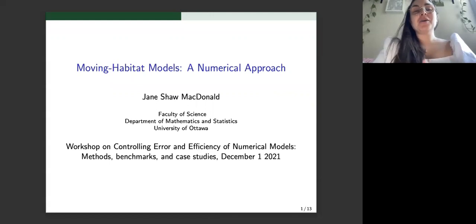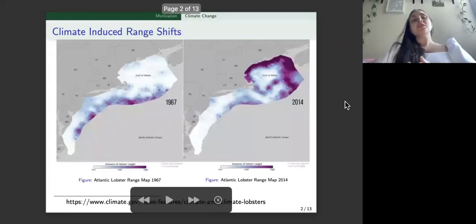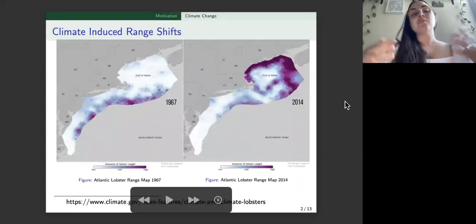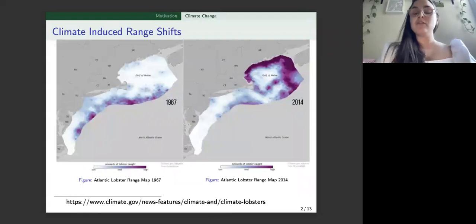I'm going to talk about moving habitat models and taking a numerical approach. So moving habitat models are motivated by climate-induced range shifts. What we're looking at here is the lobster population being more abundant in this northern region compared to the southern region over these years, 1967 and 2014.